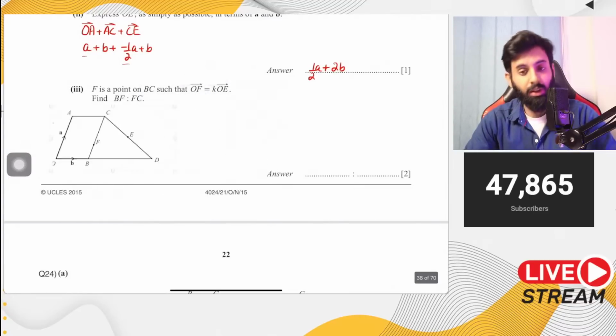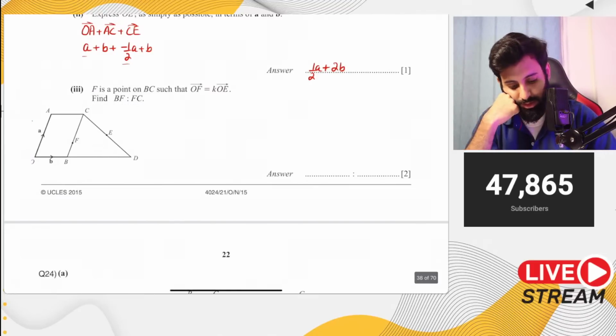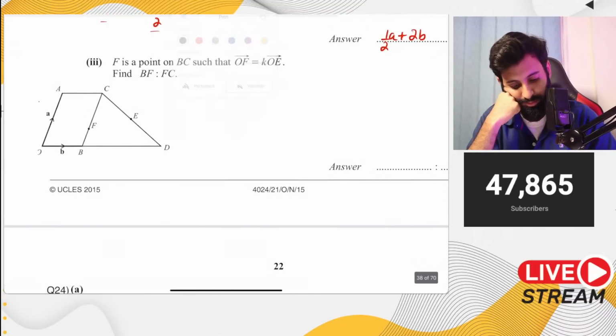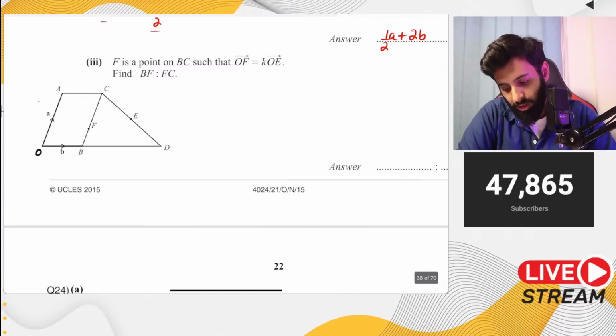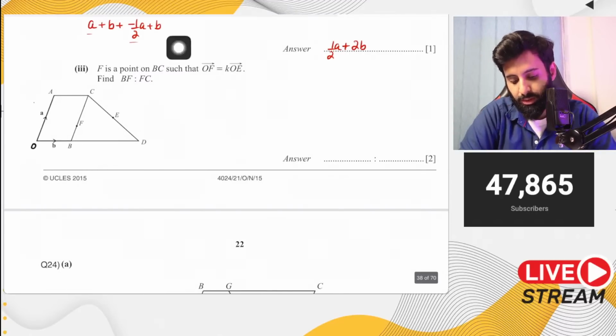Okay, so a question for you guys. What do I do here? How do I solve this question? So what does this mean, by the way? OF is equal to k times OE. What does that mean?